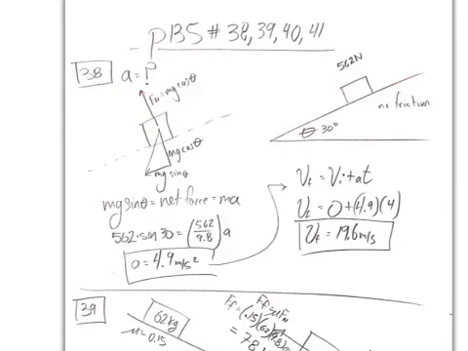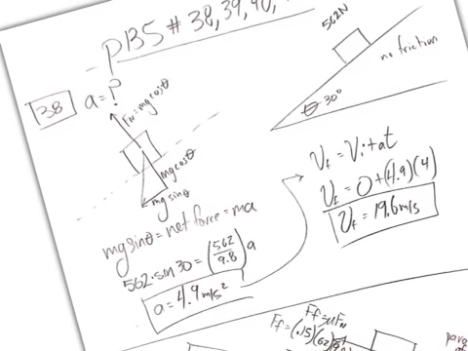We have weight. This should be straight down. There we go. That's kind of cheating, I know. So, weight is pulling straight down.